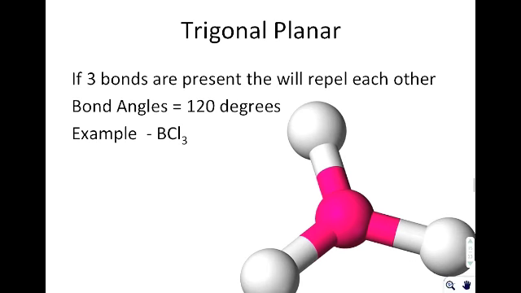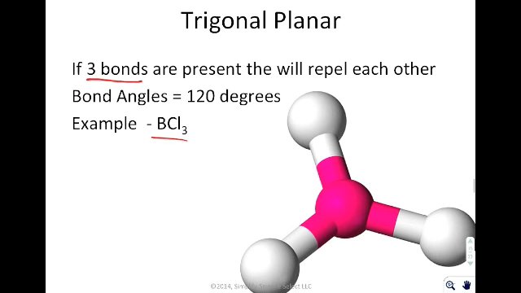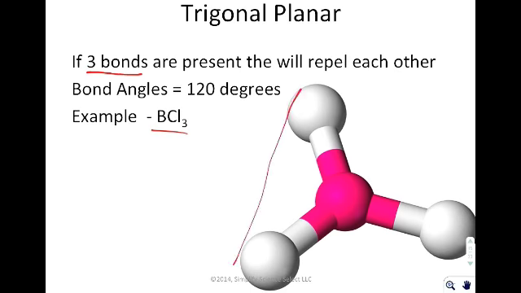Next we have trigonal planar. Trigonal planar is what you have when you have 3 bonds present, no lone pairs but just 3 bonds. And you see an example is BCl3. And it's called trigonal planar because it's a triangle in one plane.